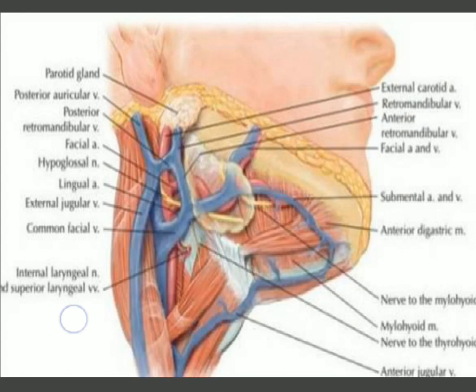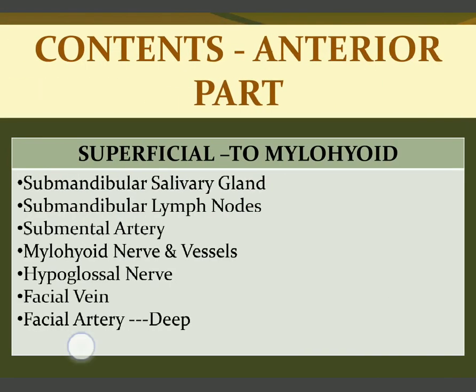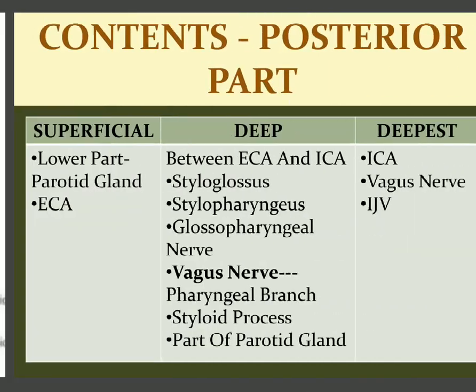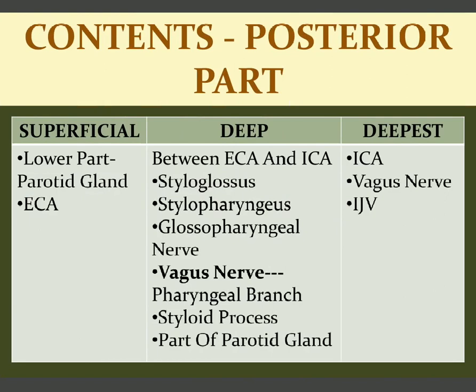Now the contents of the posterior part. The contents of the posterior part are divided into three categories. We divide the contents into three portions: contents that lie superficially, then structures that lie deep, and then structures that lie deepest, that is deepest even to the sternocleidomastoid, below the sternocleidomastoid muscle.